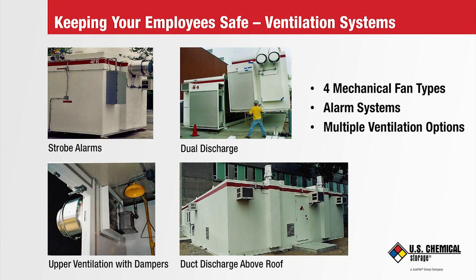Now, here we have 4 photos. The one in the upper left-hand corner has a blue strobe on the roof edge for a fan malfunction alarm. The yellow strobe is for the sump spill alarm, and the red strobe for the fire alarm. There's also a single fan at the top of a single duct over a single exhaust vent. Then the photo on the right shows dual fans at the top of a dual duct over dual exhaust vents.